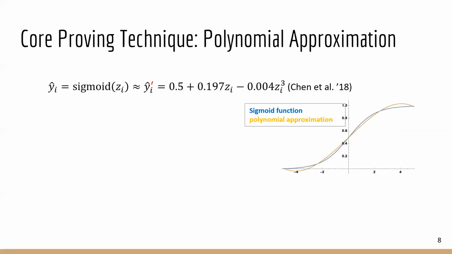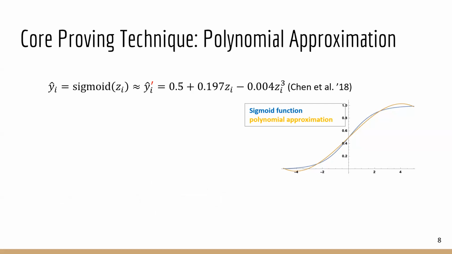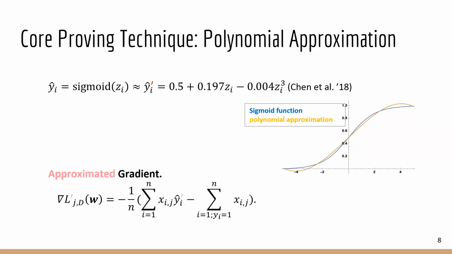So recall that our core technique is the polynomial approximation for this sigma function. In particular, we use this degree 3 minimax polynomial approximation that closely approximates the sigma function within the interval of -5 and 5. And this polynomial has been used in the past, mostly in the context of FHE, to minimize the depth of the multiplication circuit. So here we're using this approximate polynomial so that we can get an approximate gradient function by simply replacing the y hat with the y hat pi.